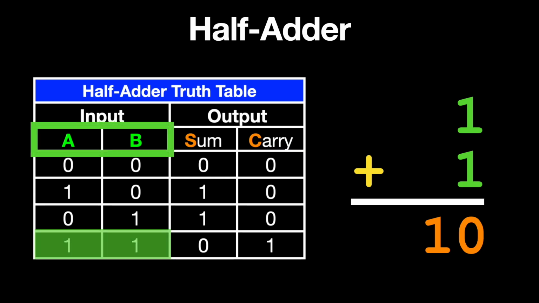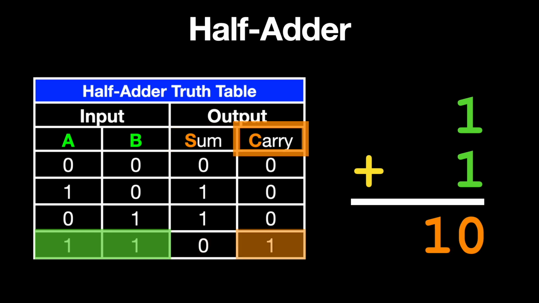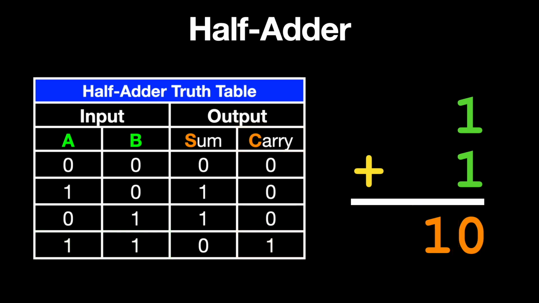A half adder consists of 2 inputs, and these are represented by the 1 plus 1. When both inputs are 1, the output sum will be 0. But while the input is 1 and 1, the carry will be a 1. And this represents our new value of 1, 0.